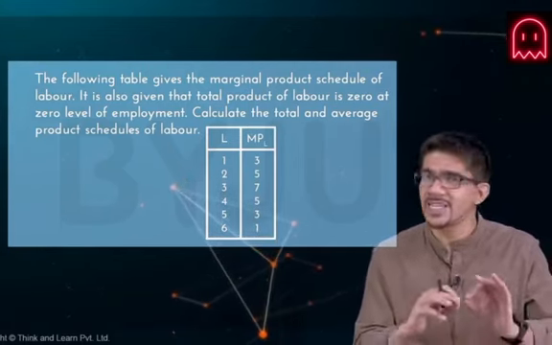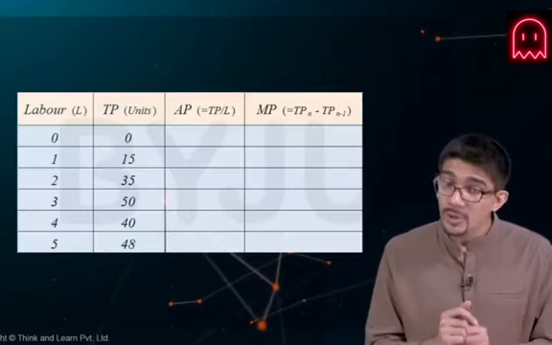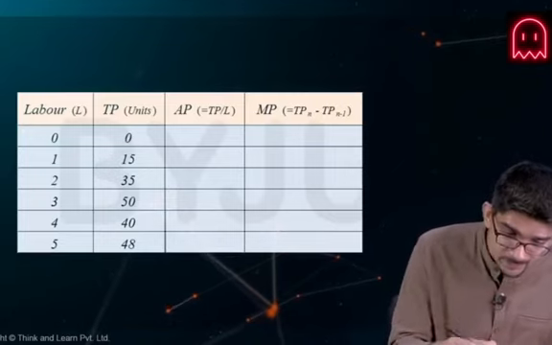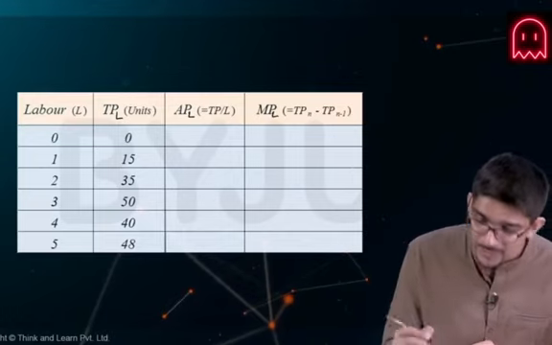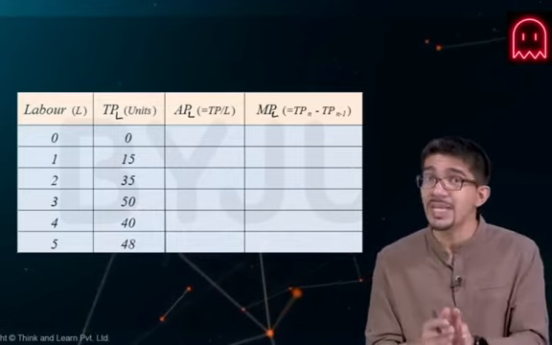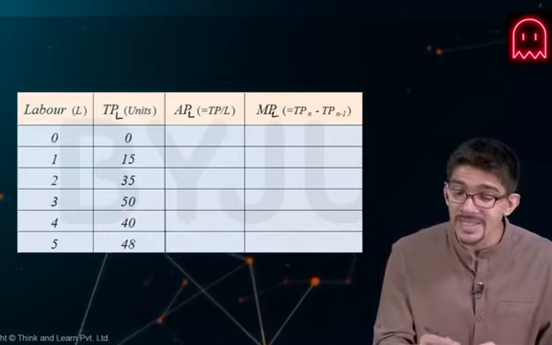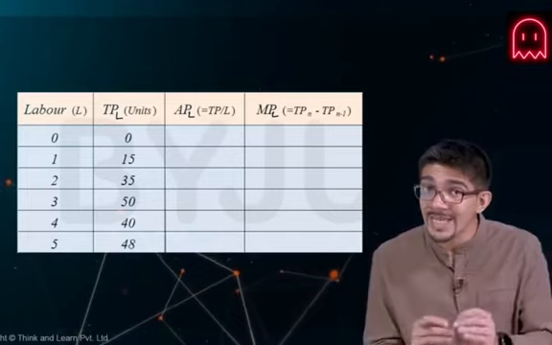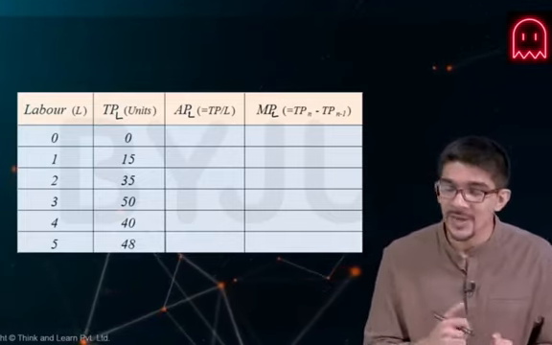So first let's create a new table with 2 additional columns. The table would look like this. We have labor here, which is L. We have TP of labor, we have AP of labor, and we have MP of labor. TPL, APL and MPL. So given labor and TPL, how do we find out APL? By just dividing TP by L. How do we get MPL? By subtracting TPn minus TPn minus 1, the last 2 TPs.